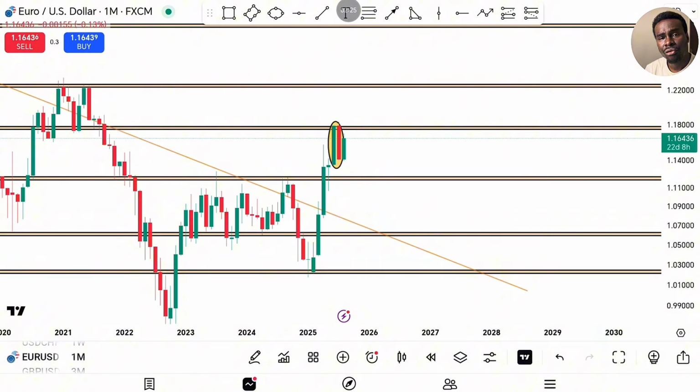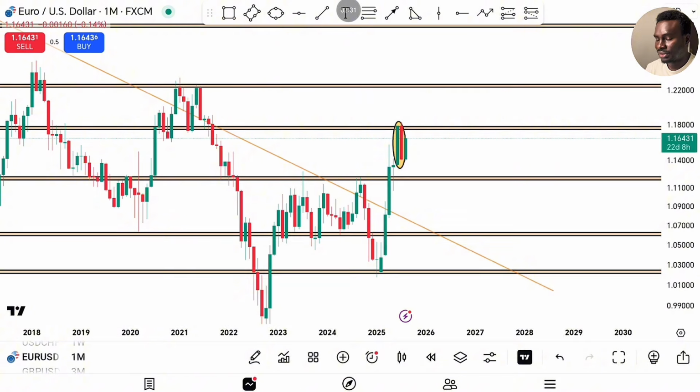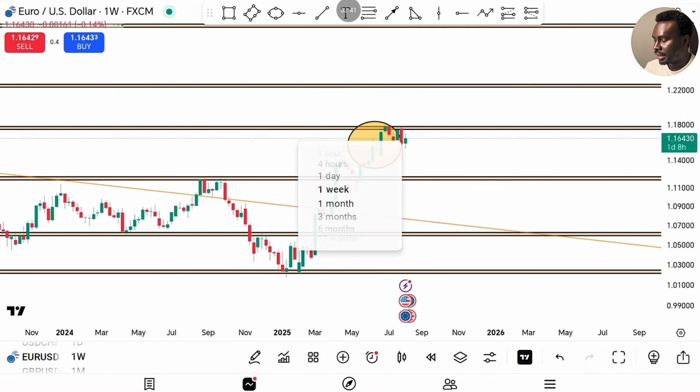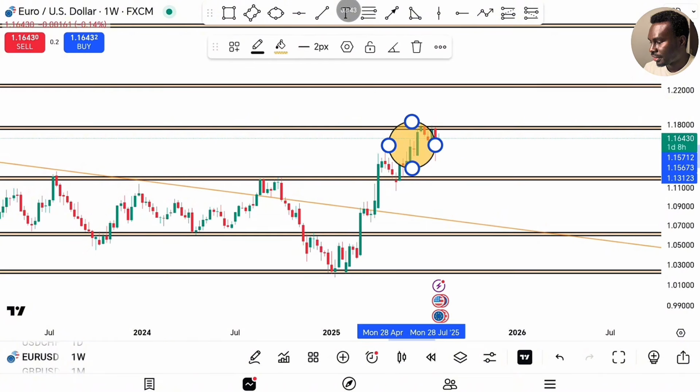Simple. So what is Euro USD doing at this point? Is Euro USD at this point bullish or bearish? I'd still say, because this is not a reversal candlestick pattern, Euro USD is still technically bullish. Now let's go over to the weekly time frame. Now in the weekly time frame, you can see this clearly.